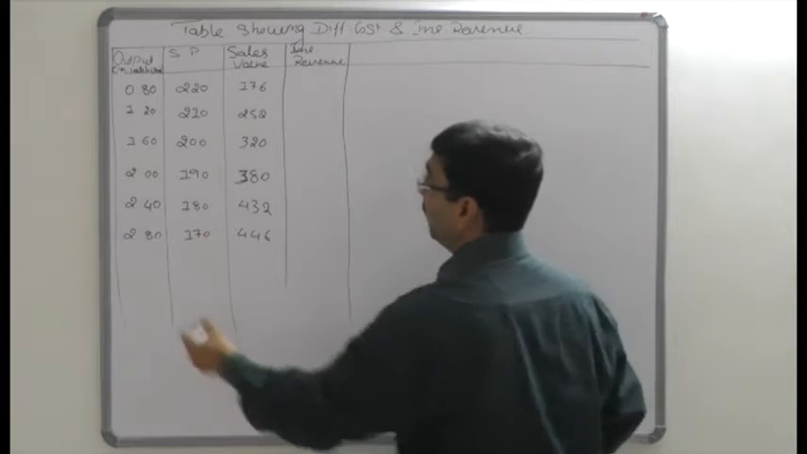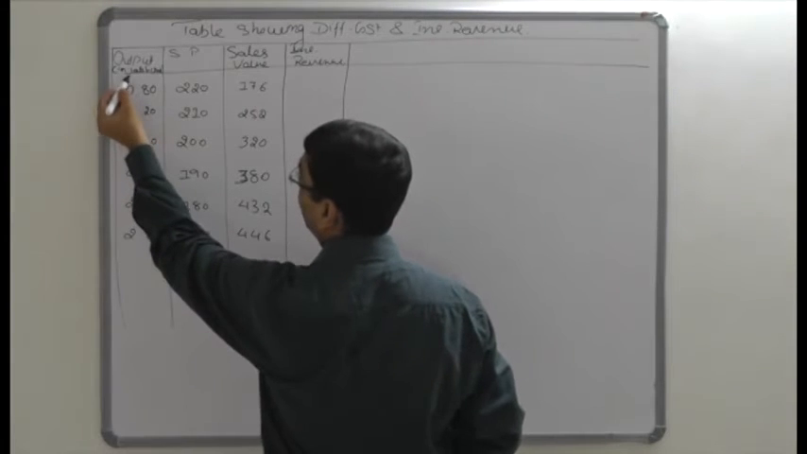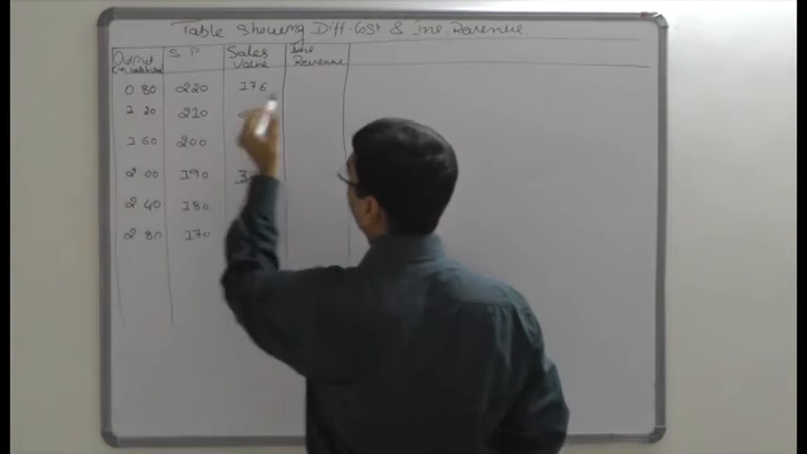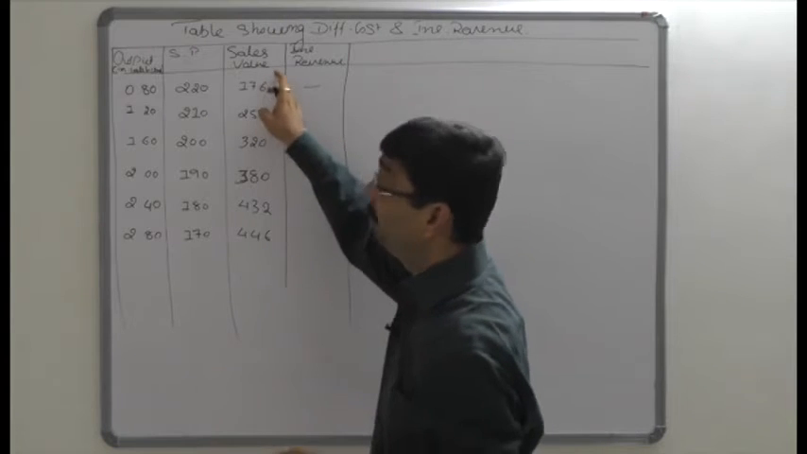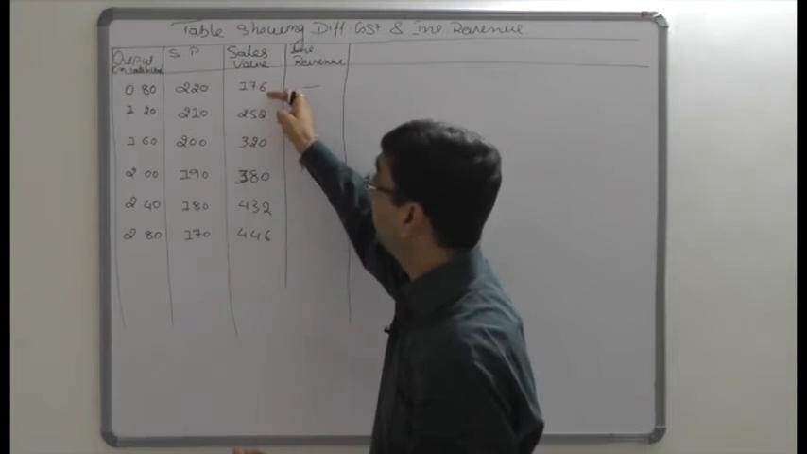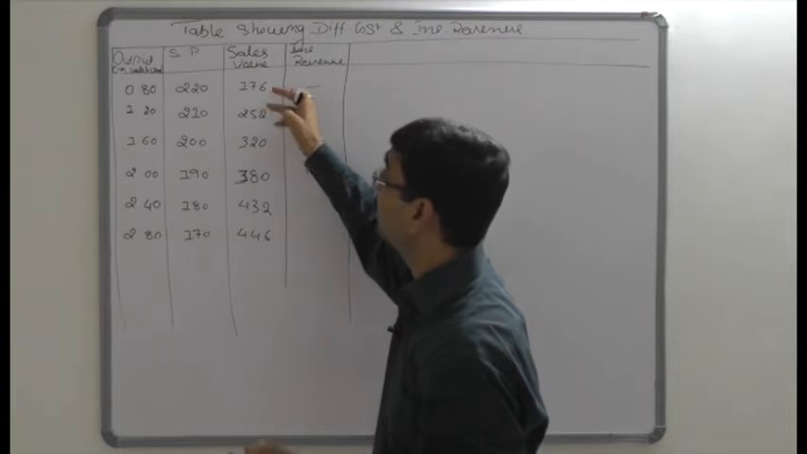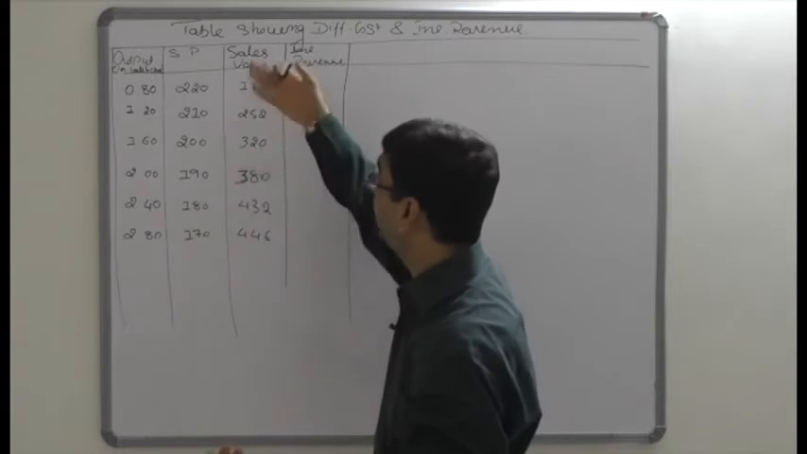Let's begin here. First is 0.80. Do we have anything before the 0.80? No. So that means we don't have any incremental revenue here, because we don't have a choice to compare the 176,000 sales revenue with the previous one.